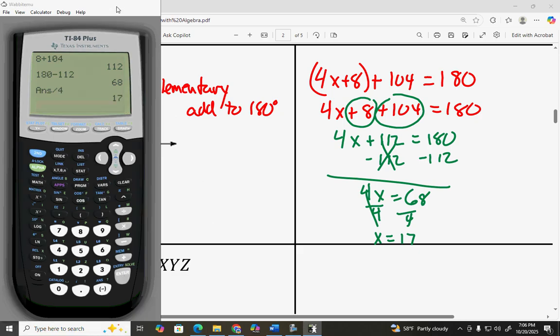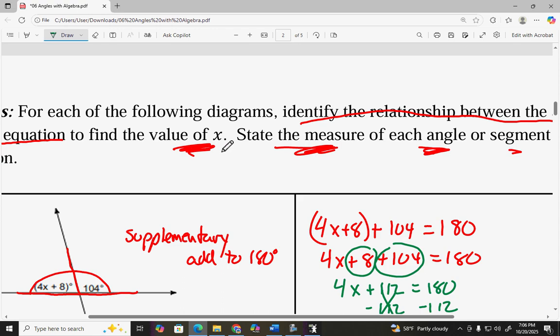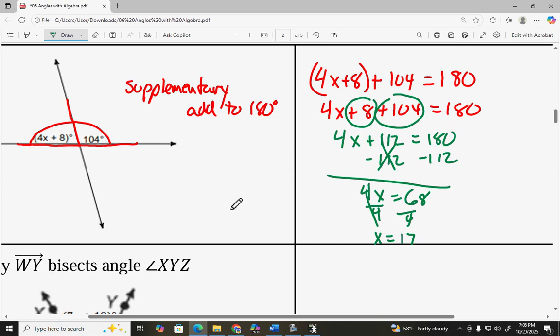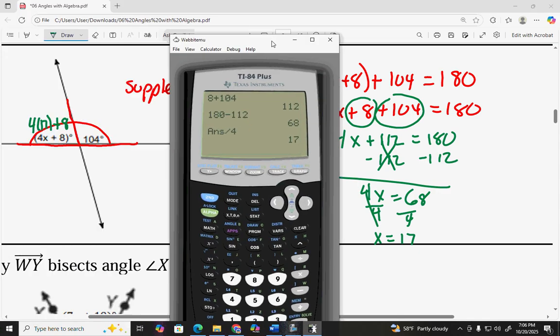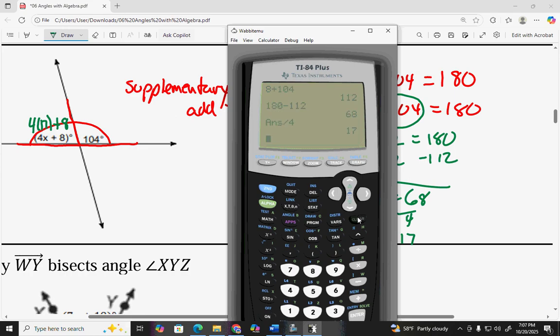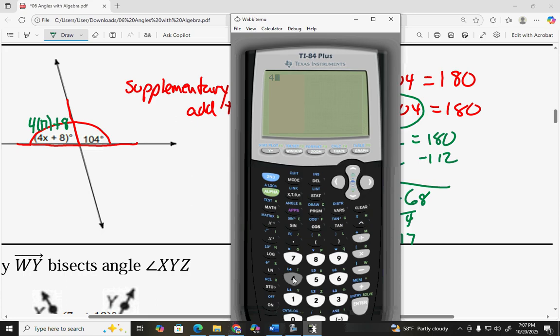Now that's what x equals, right? The directions say find the value of x, but then it also says state the measure of each angle. So we have to go back to our picture and put the 17 in. So 4 times 17 plus 8. And you could do that on your calculator. You can put that entire thing in. You guys have parentheses on your calculator like how I do. So 4 parentheses 17 close parentheses plus 8, enter.